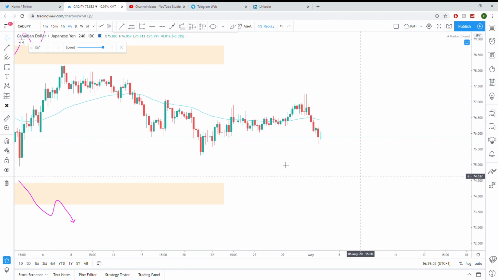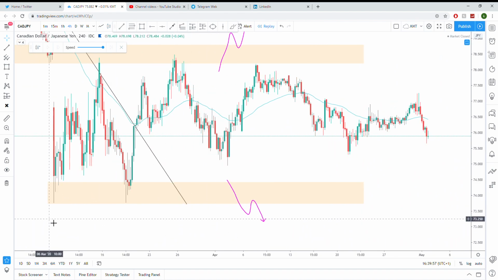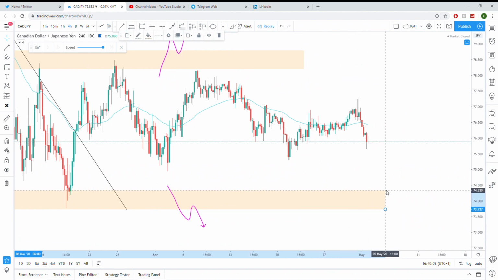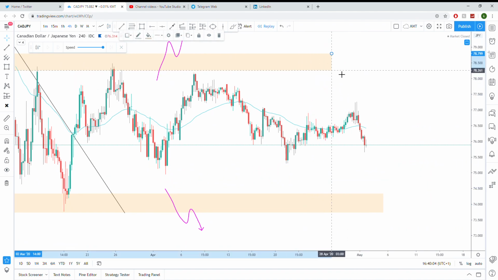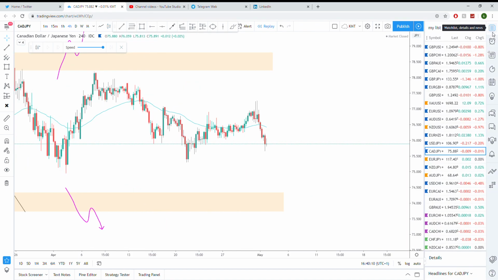Canadian dollar to Japanese yen. Again, this has just been ranging for a very long time now, coming to the third month. As you can see, all the way from the start of March, no real potential here. I'm not looking to trade this if we extend our ranges. Again, just sideways movement, so we know not to trade that.